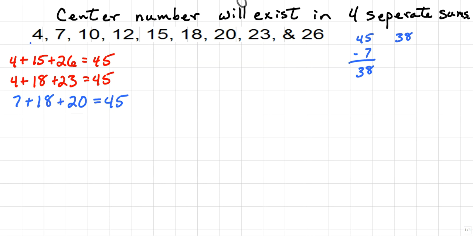Okay, we know that if we try 4, it's not going to work because we've already done the triples for 4. So let's try 10. So 38 minus 10 leaves me with 28. 28 doesn't exist in this group, so I don't need it. So then we'll try 12. So we'll take 38 and subtract 12, and that will give us 26. 26 does exist, so that means we have 12, 26, and 7.